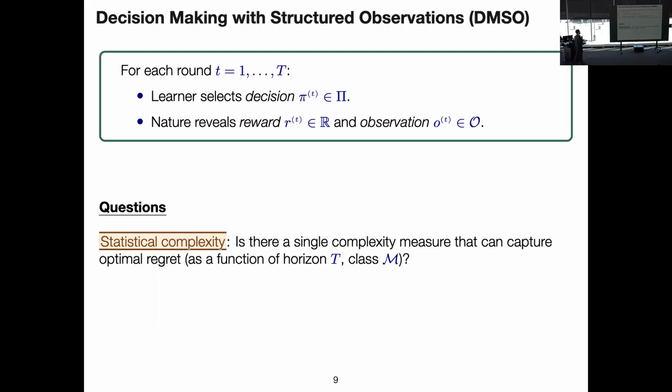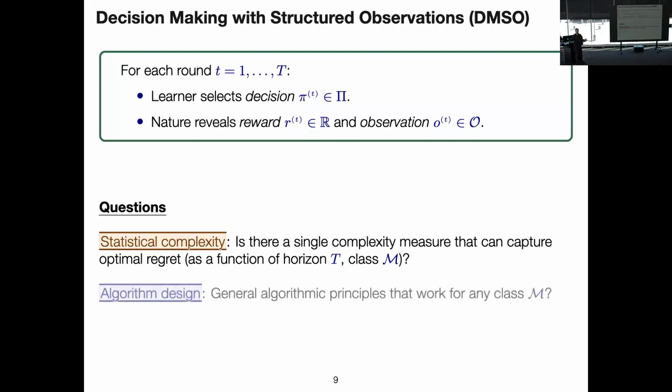And when I say statistical complexity here, really what I mean is what is the best regret you can achieve as a function of this model class script M and the time horizon T. And the point here is what we would like to hope is that if we had such a notion of problem complexity measure, this could guide us in designing algorithms and perhaps guide us even towards general algorithmic principles so that we don't have to start from scratch every time.